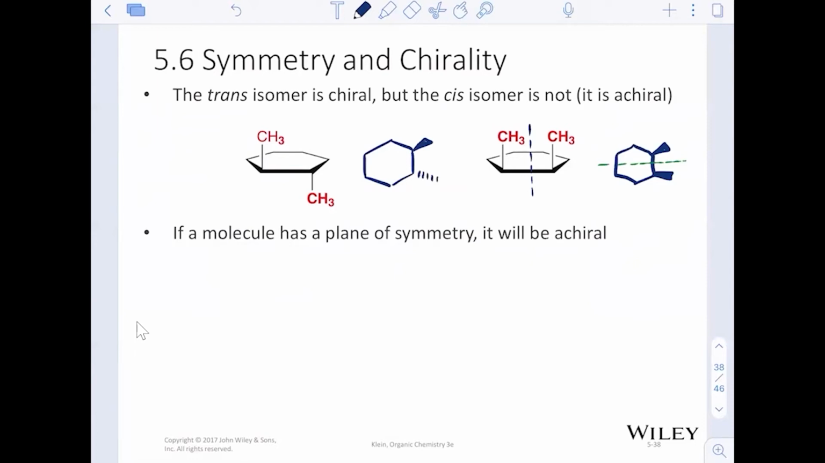Think about this trans guy, there is no symmetry. And that's because one of the methyls is wedged and one of them is dashed. Now, the cis isomer will have a plane of symmetry when the substituents are identical and cis, right? So this with two methyls is symmetry.